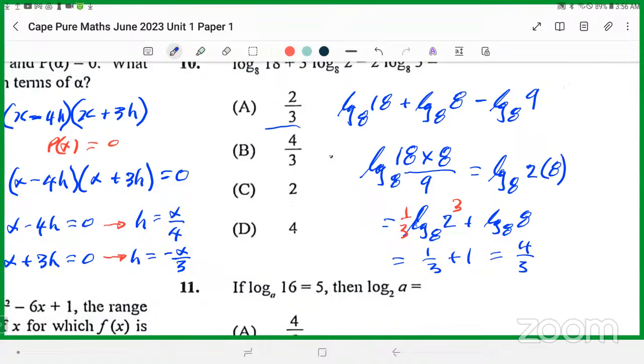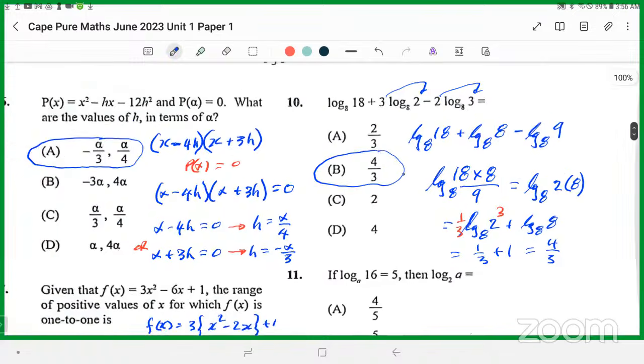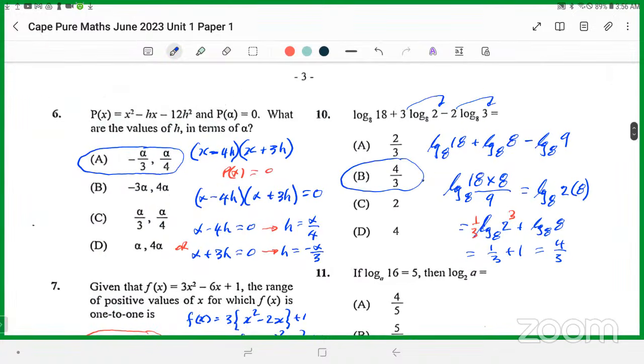Too much work, this, you know. I could just use a calculator. Too much work.